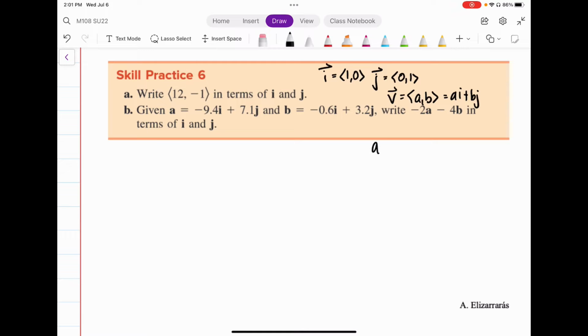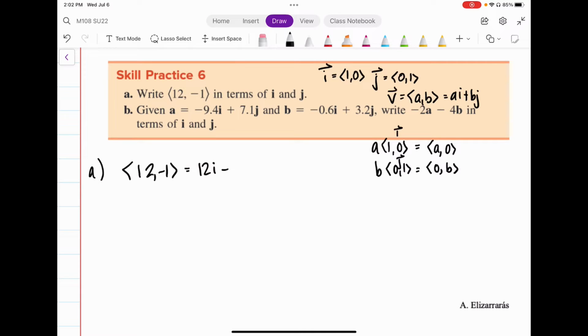Because if you took a times <1, 0>, that's the scalar a times 1, which is a, and a times 0, which is 0, and b times <0, 1>, that's b times 0, or 0, and b times 1, which is b. With the vector <12, -1>, we have 12i minus 1j, or just minus j.